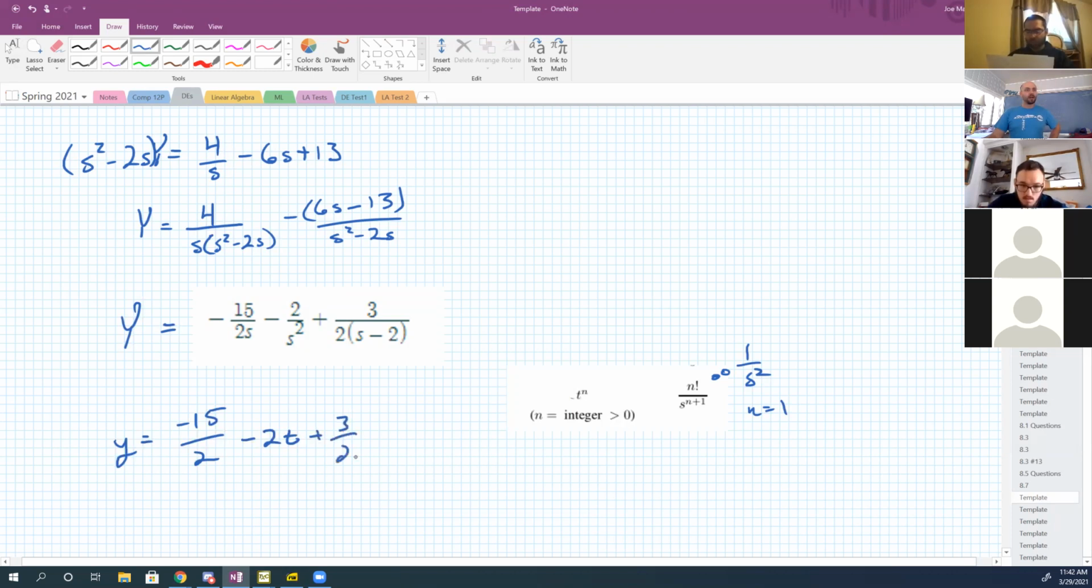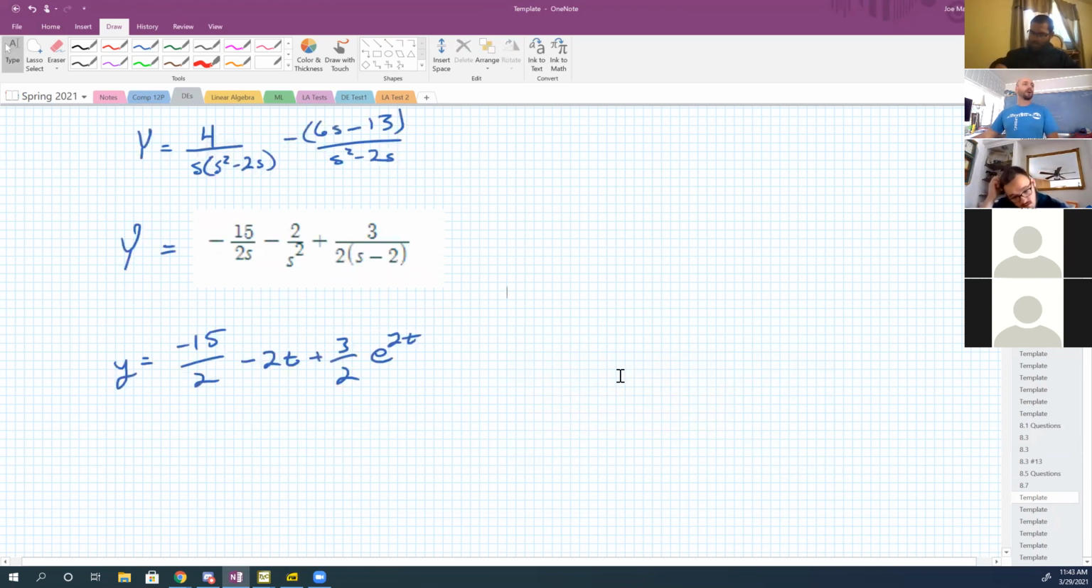And then I got here a 3 halves, and that is an e to the 2t, I believe. And don't feel bad if you haven't memorized these yet. If you have to go look them up, it's no big deal. Okay, so that is my y of t.